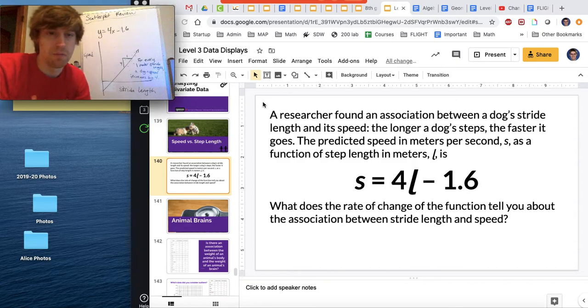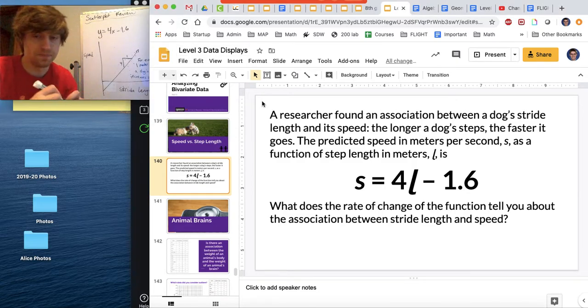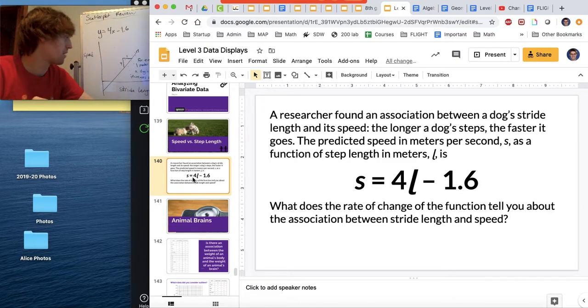So that's what the slope means in this situation. Okay, and that's it for this. I just really wanted to recap what speed meant and how you can interpret that slope using a real situation.